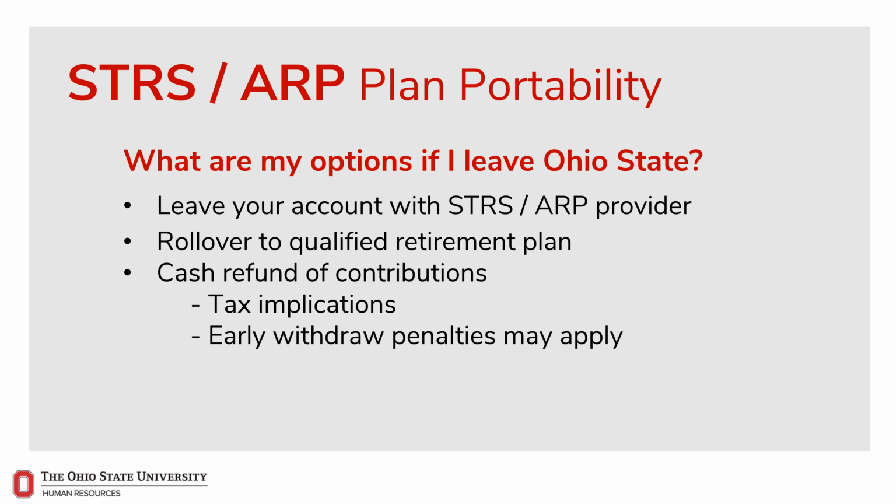If you terminate your employment with Ohio State, your options are the same for all of the STRS plans and the ARP. The first option is to leave your account on deposit with STRS or your ARP provider for future retirement benefits. Depending on the plan you are in and the service time you have earned, you may have a future retirement benefit. The second option is to roll over your account into another eligible retirement plan. If you elect to roll over your refund, you may defer paying taxes on the rollover amount until the future distribution from the eligible retirement plan is made.